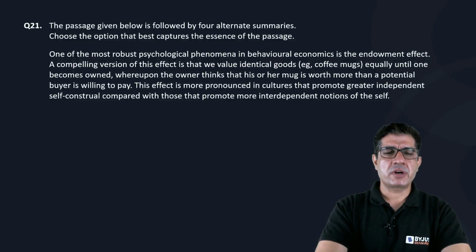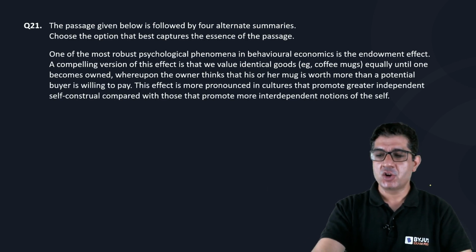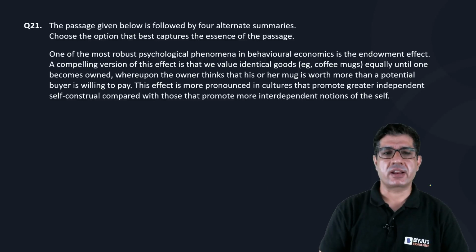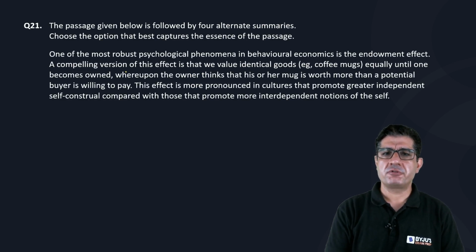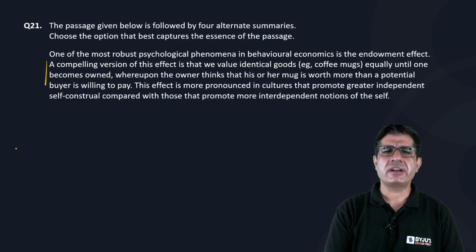So question number 21 tests our understanding, tests our ability to figure out the best summary of a paragraph. It says one of the most robust psychological phenomena in behavioral economics is the endowment effect. A compelling version of this effect is, okay, so it talks about the endowment effect, gives us sort of an example. This effect is more pronounced in cultures that promote greater independence, self-construal.